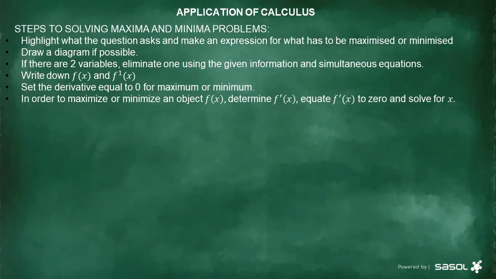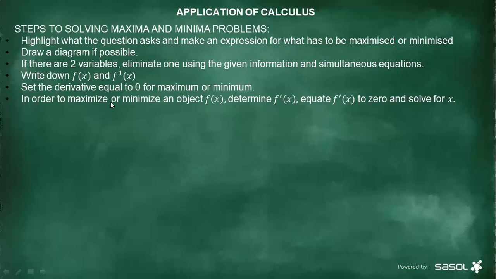And the third point says, if there are two variables, eliminate one using the given information and simultaneous equations, and then write down f of x and f prime of x when you are deriving. Set the derivative equal to zero for maximum or minimum.